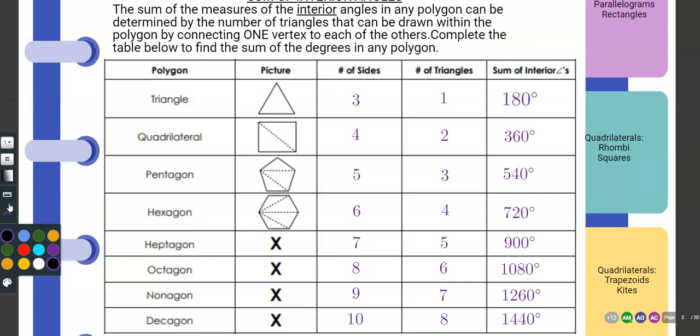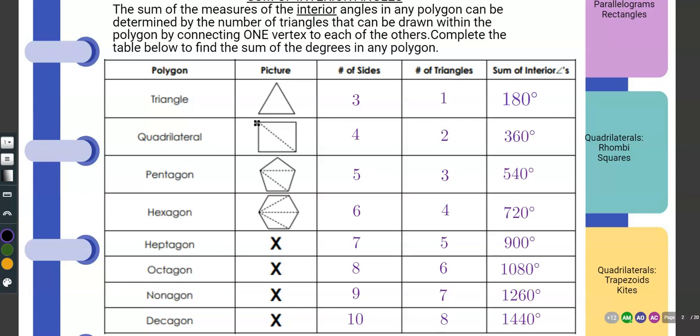Now I know I've had people in the past tell me that I can connect this vertex, I could draw it straight down and look, there's a triangle. You can technically make a bunch of triangles, but it defines it as connecting one vertex to each of the others. So we always start from the same vertex.